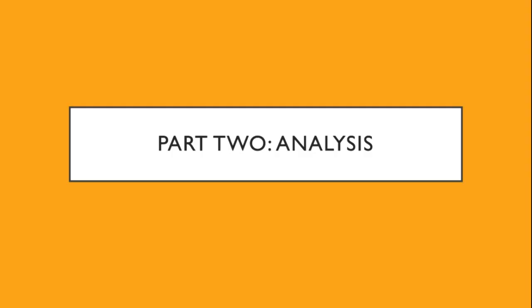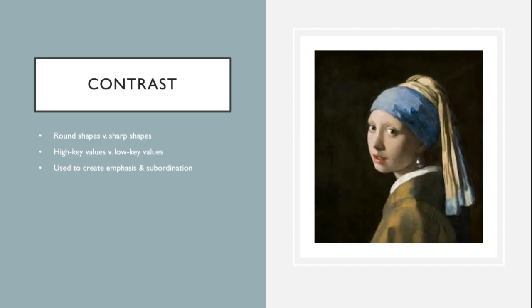The second part of formal analysis is an analysis. The Girl with the Pearl Earring has a wide and skilled use of both the elements and principles of design. One of the most obvious examples is the principle of contrast. This is used between the round shape and the smooth appearance of her face and the sharp shapes and textures of her clothing. As well as this, there is a clear distinction between the emphasis and subordination of this painting.